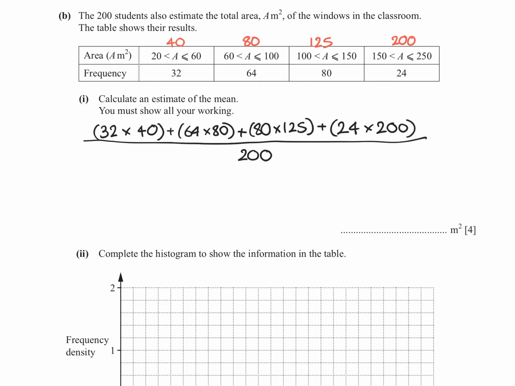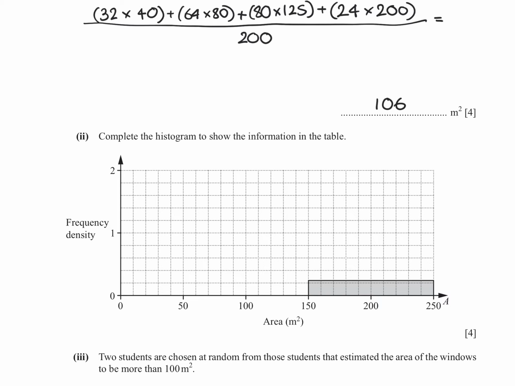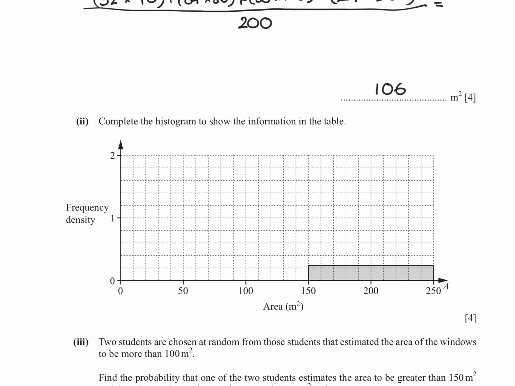And if you type this into the calculator, the mean is equal to 106 meters squared. Part 2. Complete the histogram to show the information in the table. A histogram has frequency density, not frequency. So we need to calculate the frequency density of each group first. Frequency density is equal to frequency divided by the width of each group.